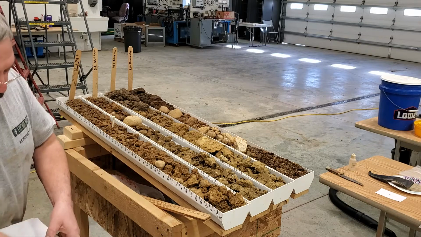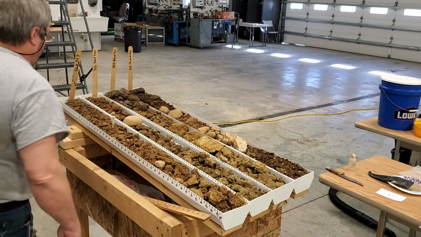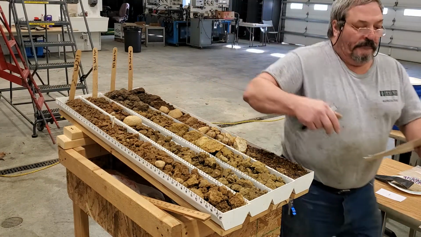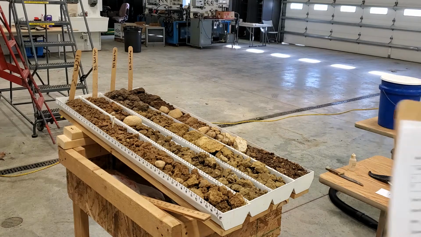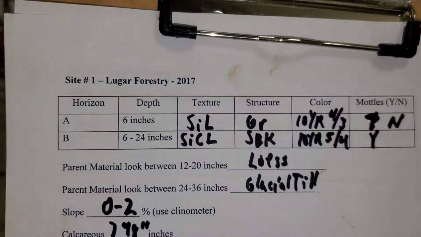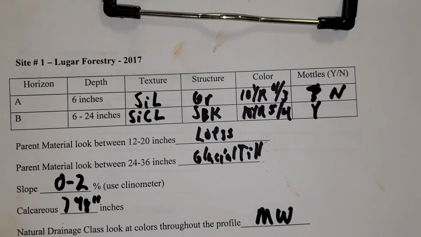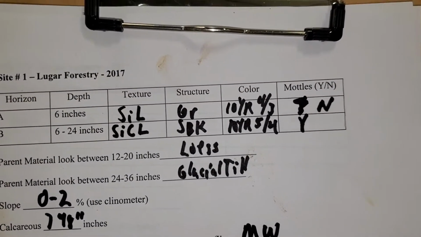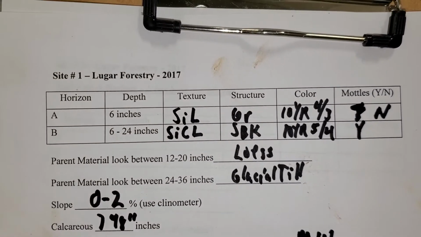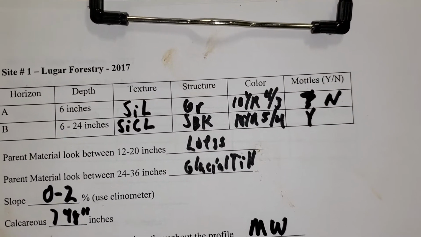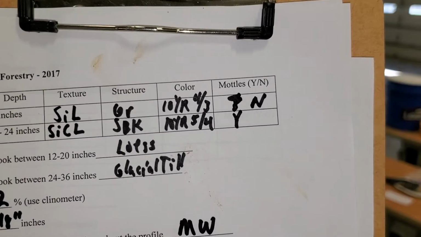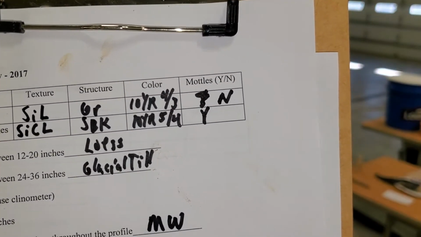Here, let me see. I don't know if this will show. I'm going to come show you pit 1 answers. I'm going to come stand behind the camera so I can get this centrally located. So there's what you should have written down. SIL for texture, GR for granular, 10YR 4/3, no mottles. Then your 6 to 24 was SICL for silty clay loam, subangular blocky, SBK, 10YR 5/4, and yes, you saw mottling.